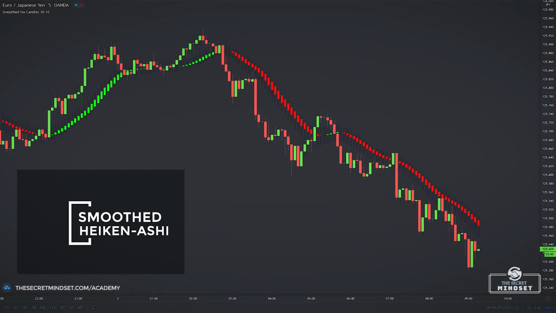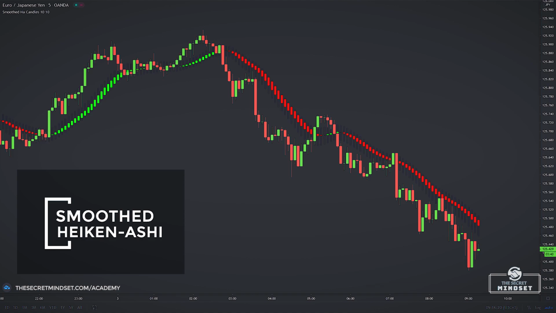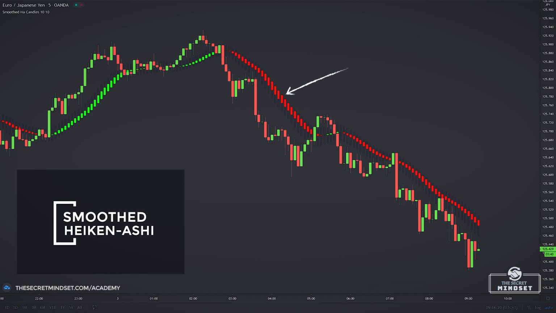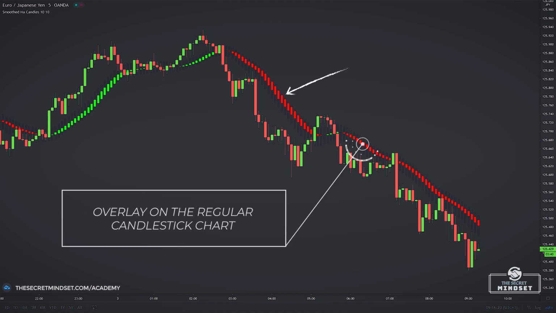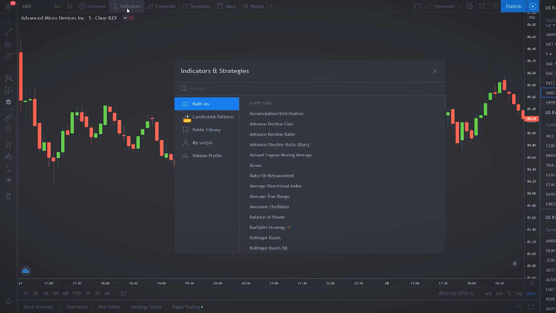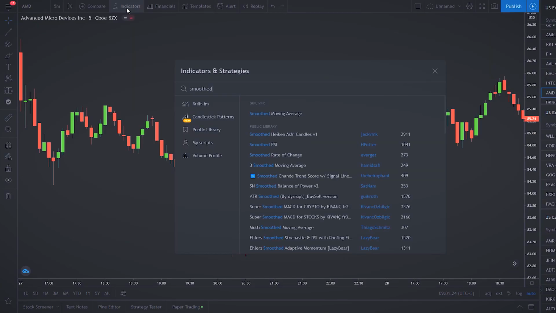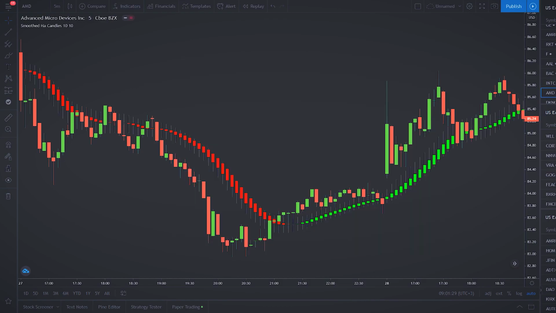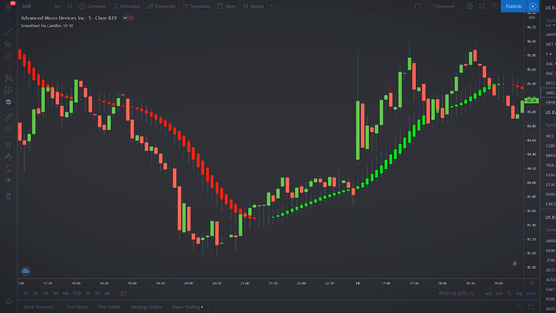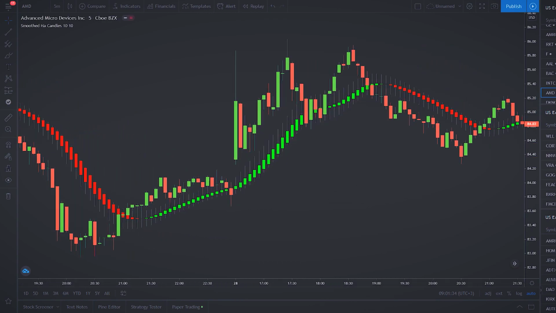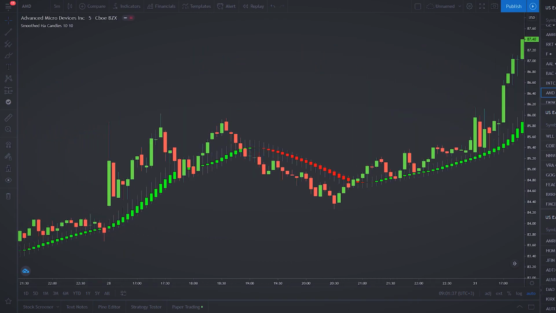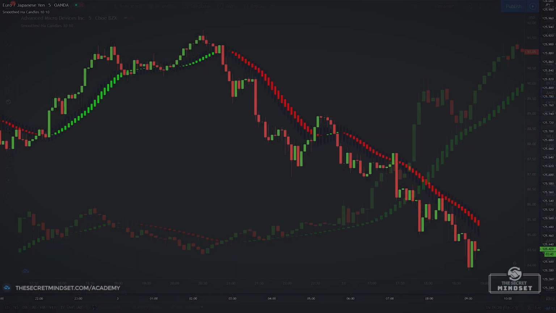Smoothed Heiken Ashi is a modified version of the regular Heikin Ashi candlestick charts. While you can typically use the regular Heikin Ashi chart all by itself, the Heikin Ashi Smoothed indicator is used as an overlay on the regular candlestick chart. If you have a TradingView account, this is the exact version I use. As you can see, you'll get a better perspective of the markets. You can see the regular candlestick chart alongside the Heikin Ashi Smoothed indicator. This is not possible if you use the regular Heikin Ashi chart.